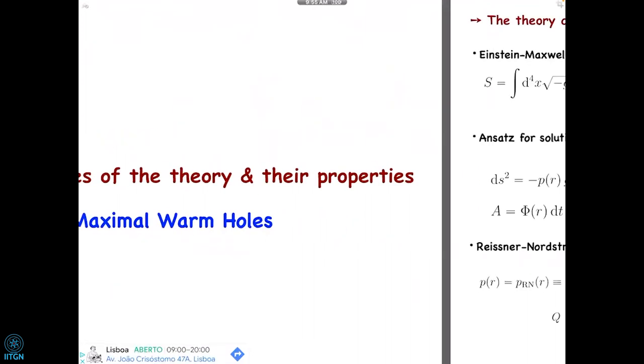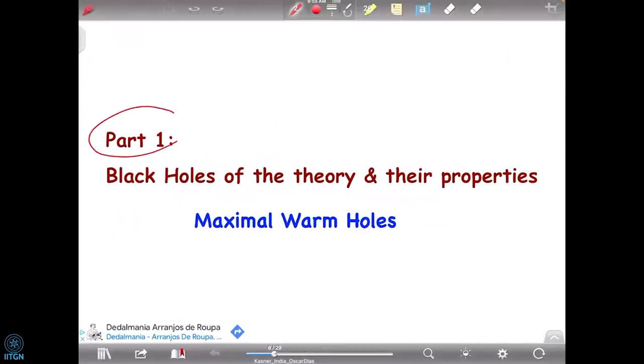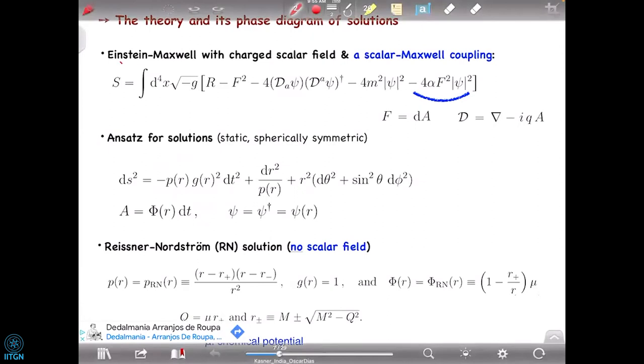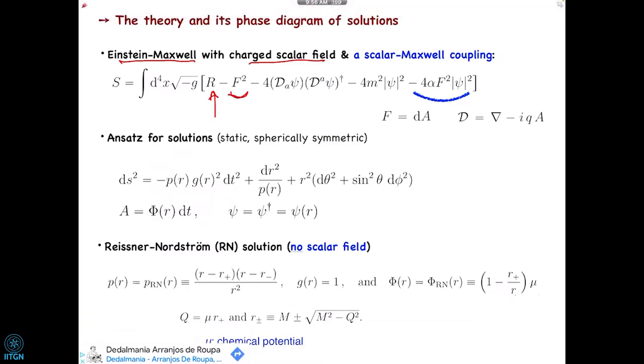So in part one, as I said, I want to describe the hairy black holes of the theory. So let's first define what our theory is. Our theory is the Einstein-Maxwell theory with a charged scalar field. So I have here the Einstein-Hilbert term, I have here the Maxwell term, F squared, where F is the Maxwell field strength. Then I have a kinetic term for my charged scalar field with the gauge covariant derivative.